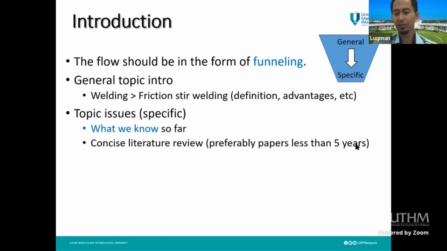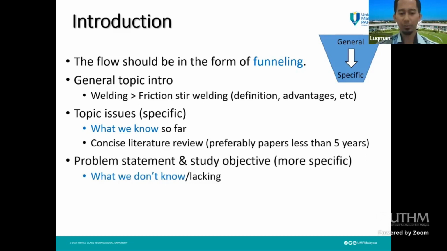Try to get papers that are less than 5 years old. If you recall, in terms of impact factor, there is a 2-year impact factor and a 5-year impact factor. If we cite papers from the time of P. Ramli long ago, it doesn't count for anything. It's not wrong to cite them, you can, but try to make the majority within 5 years, showing that it's a recent trend. The research is not dying, it's still trending at the moment.